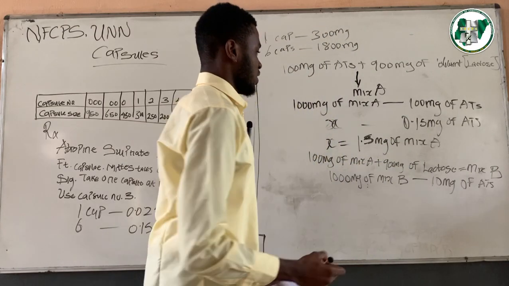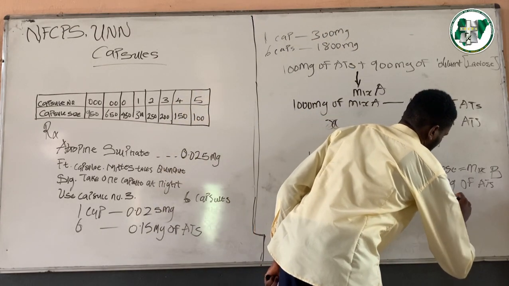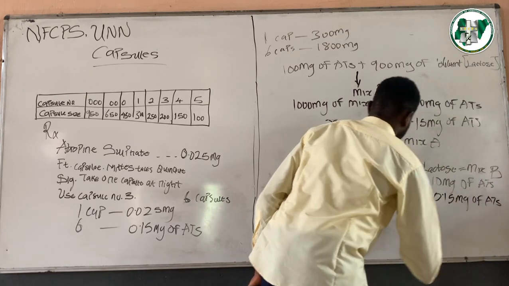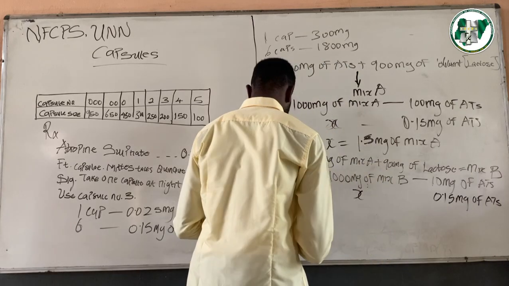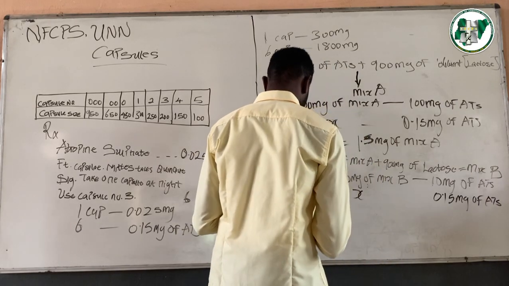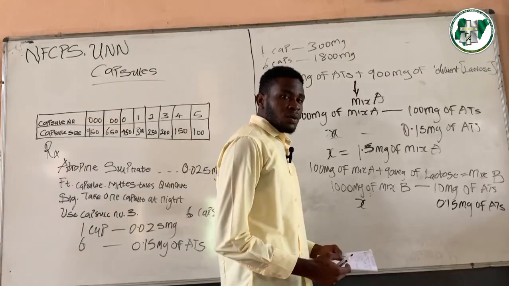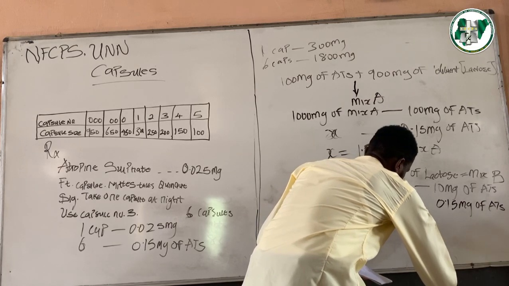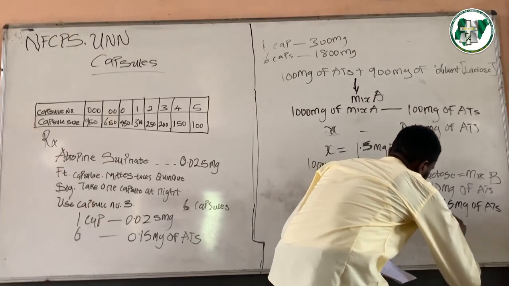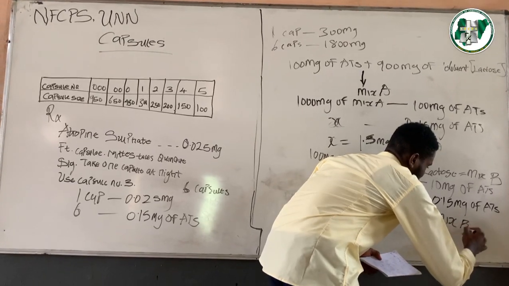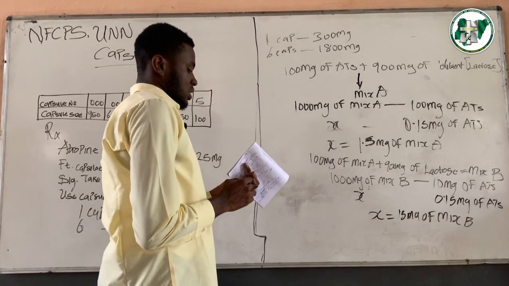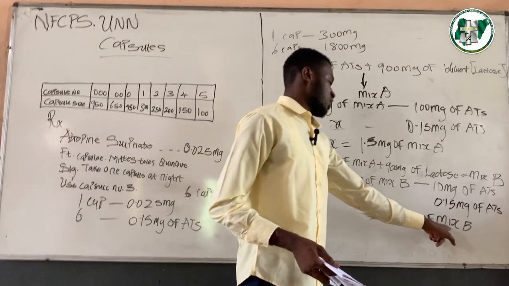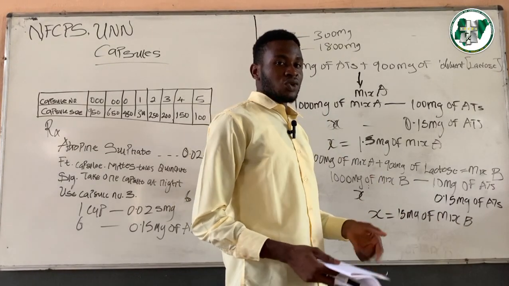It contains 10 milligram of ATS, and we're looking for 0.15 milligram of ATS. So X here. When we do this cross multiplication, X is equal to 15 milligram of mixture B. Again, this weight is not weighable, or there's no balance in the lab that is sensitive enough to get 15 milligram of mixture B. So we continue our dilution.